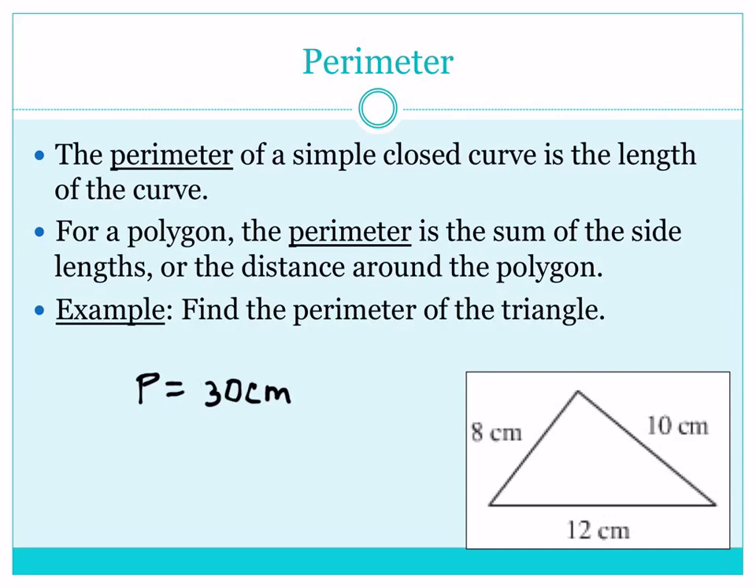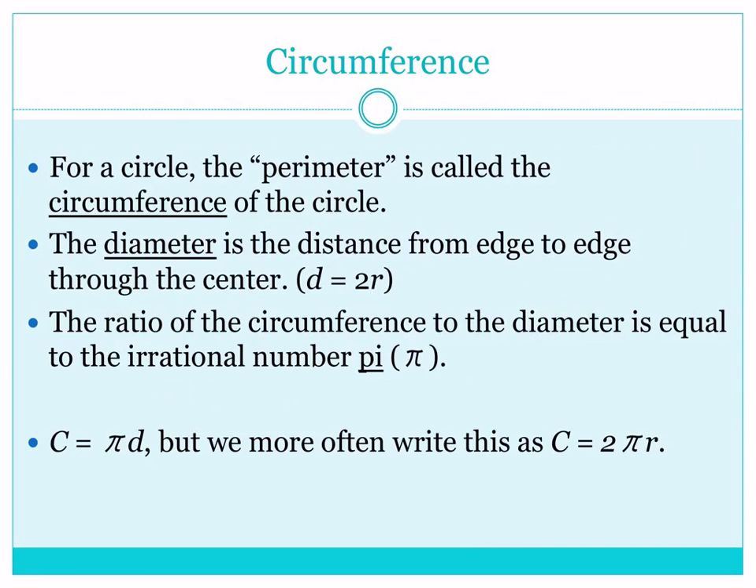A very specific type of perimeter is called circumference. There's really not a difference. It's just a more specific name for the same thing, and it's only in reference to what object? Circles. Or portions of a circle occasionally, but usually circles. For a circle, when we talk about the perimeter, we usually refer to it as the circumference. And a diameter is the distance from edge to edge through the center.